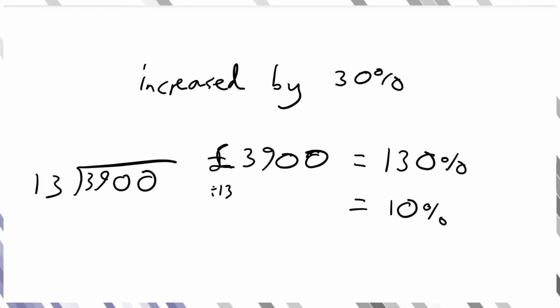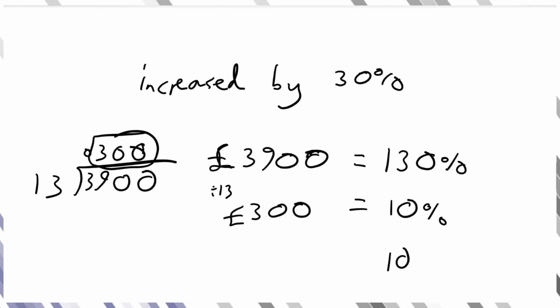Alright, so 13s into 3 doesn't go. 13s into 39, that goes 3 times. 13, 26, 39. So let's put a 3. There's no remainder. 13s into 0 is 0. 13s into 0 is 0. It's 300. So 10% is just 300. Now we know 10%, we can find 100% because we can multiply it by 10. 10 tens are 100. 300 times 10 is 3,000, and that was the original amount.